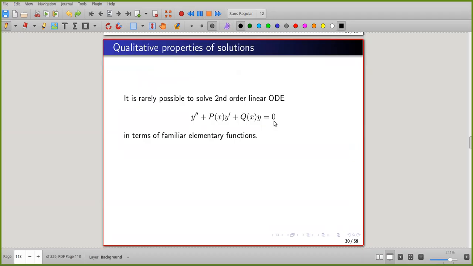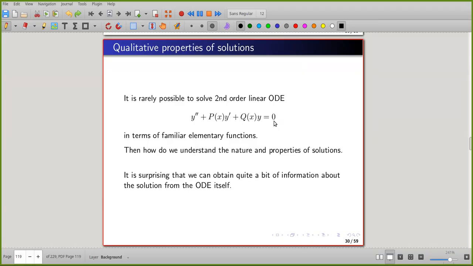Okay, so let's go ahead. That finishes one part of our discussion for today. It is rarely possible to solve second order linear ODEs in terms of familiar elementary functions. When we have a series, it's not easy to say anything about the properties of the function, such as the zeros. If we can write something in terms of functions which are familiar to us, then it may be easier to analyze them and their properties.